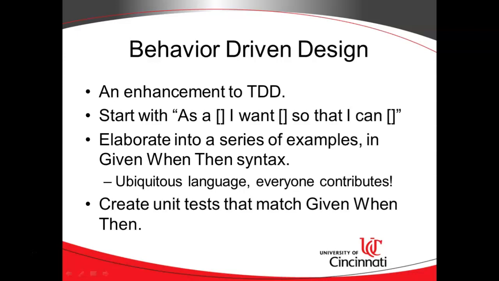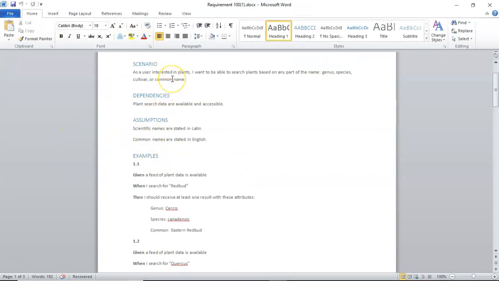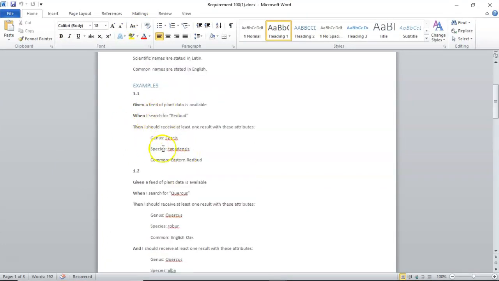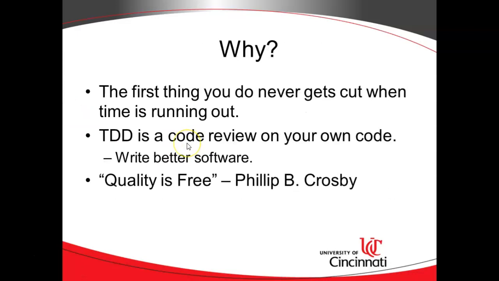After we've written them into the document, as we've done here, so you'll see we have our as a user interested in plants and so on and so forth, and then we have our series of given, when, thens. Next thing we'll do is create a unit test that matches that given, when, then, and this is where the developer takes over, but because we've all contributed, everybody has input into the test.